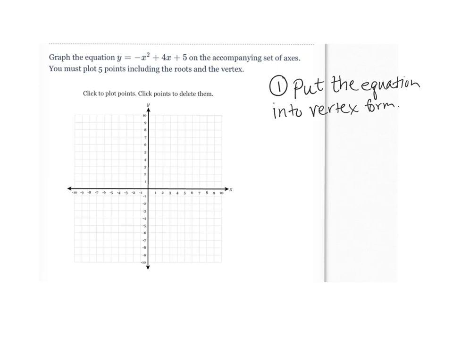All right, so for this question, it says to graph the equation y equals negative x squared plus 4x plus 5 on the accompanying set of axes. You must plot 5 points, including the roots and the vertex. All right, so the first thing we want to do is put this into vertex form. In order to do that, we have to pull out a negative 1 first.